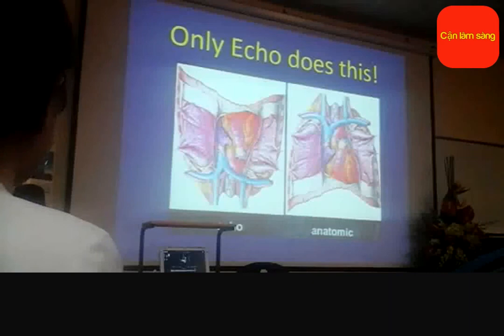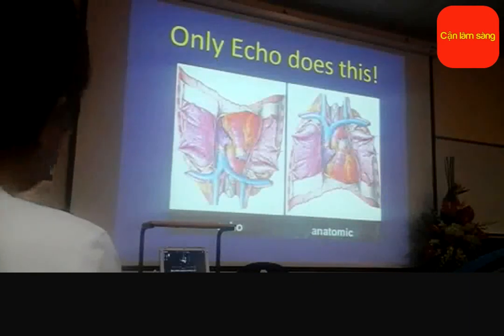Only echo does this. All other imaging modalities have it with atria on top, ventricles on the bottom.